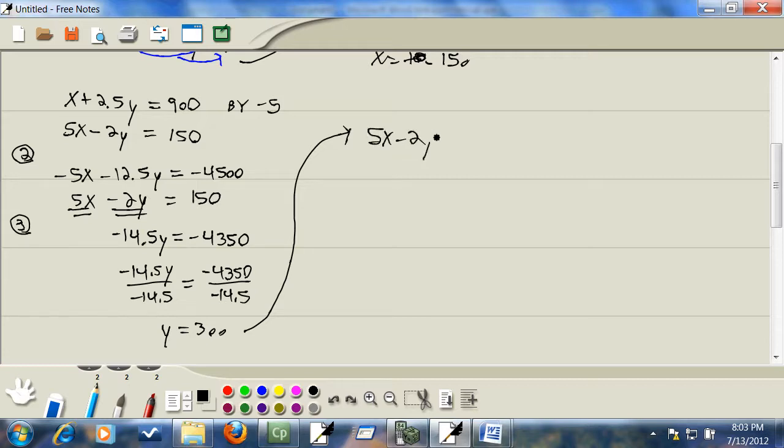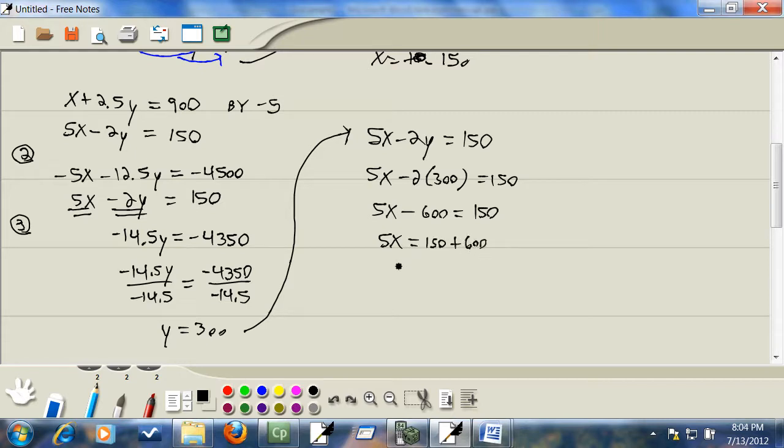So we got 5x minus 2y equals 150. And we just said y was 300, so put 300 in for the y. So we got 5x minus 2 times 300 is 600, equals 150. Take the negative 600 over, and we get 150 plus 600. So we got 5x is equal to 750. Divide both sides by 5. And we get x is equal to 150.